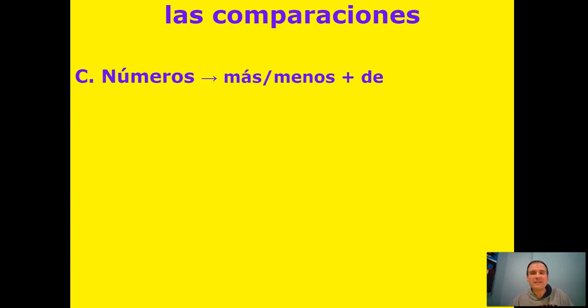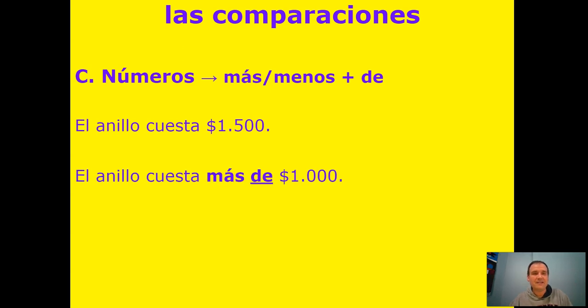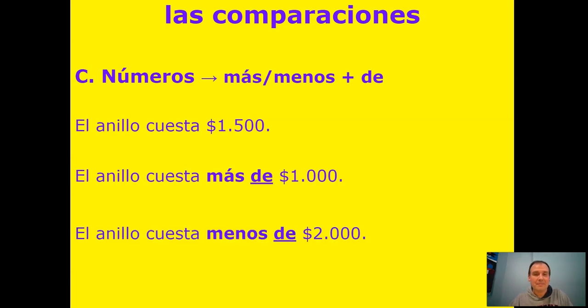One thing to note, and there's not a spot for this on the notes in terms of a number, maybe jot this down off to the right. When we talk about numbers, one thing's going to change. So let's say we're talking about un anillo, a ring. El anillo cuesta $1,500. All right. El anillo cuesta más de $1,000. Or el anillo cuesta menos de $2,000.